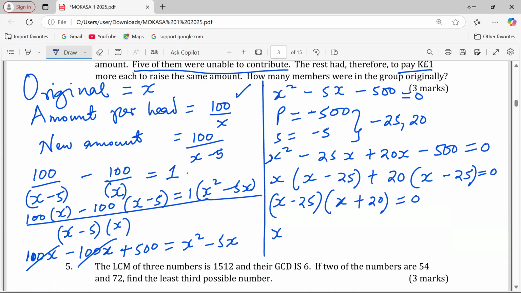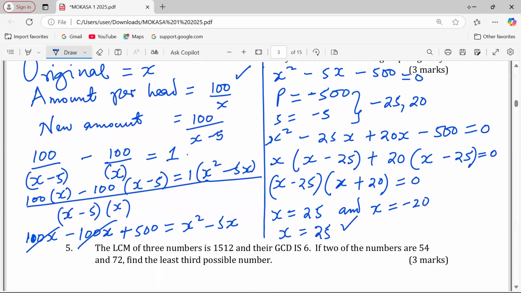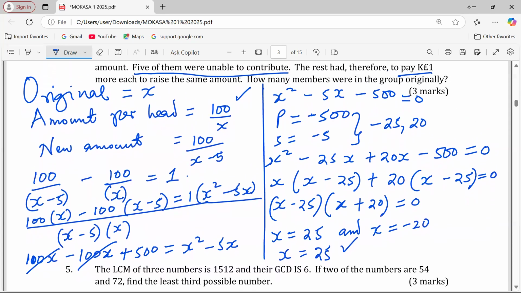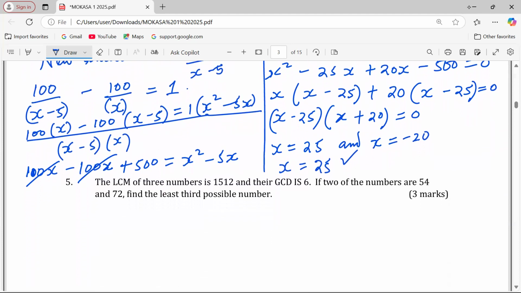x minus 25 equals 0 means that x is 25. And x plus 20 equals 0 means x equals -20. Now that we are dealing with a number of people, we settle for 25. So the original number of people is exactly 25. Remember, after this step, you can solve the quadratic equation using any method of your preference.